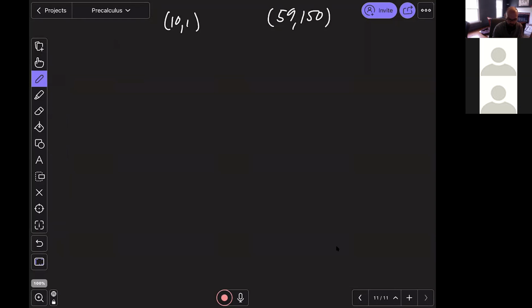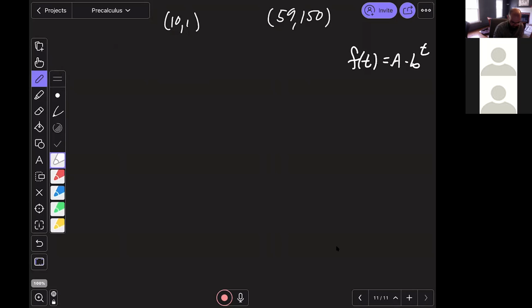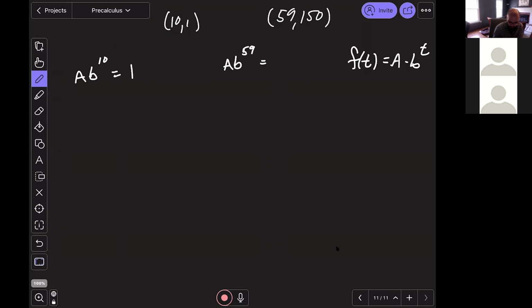Okay. All right, so again, we're looking for, this is our model, right? F of t is equal to a times b to the t. And then reading off 10, 1, what that tells me is when I have an input of 10, I have an output of 1. So I would get a times b to the 10th is equal to 1. And then 59, 150, this says if I plug in 59 for my input, I'm going to get an output of 150. Okay, so we'll end up with something that looks like this.